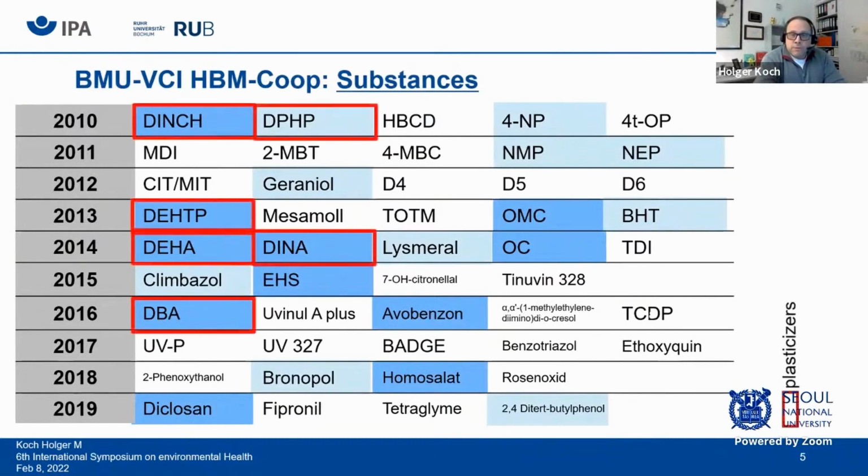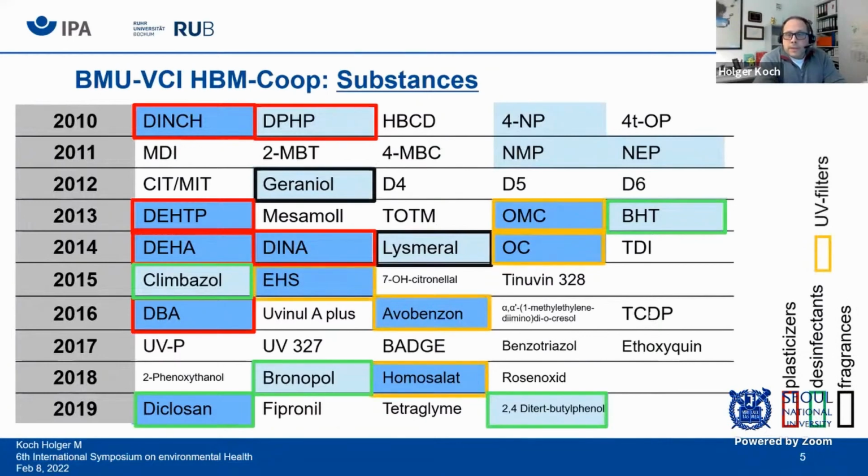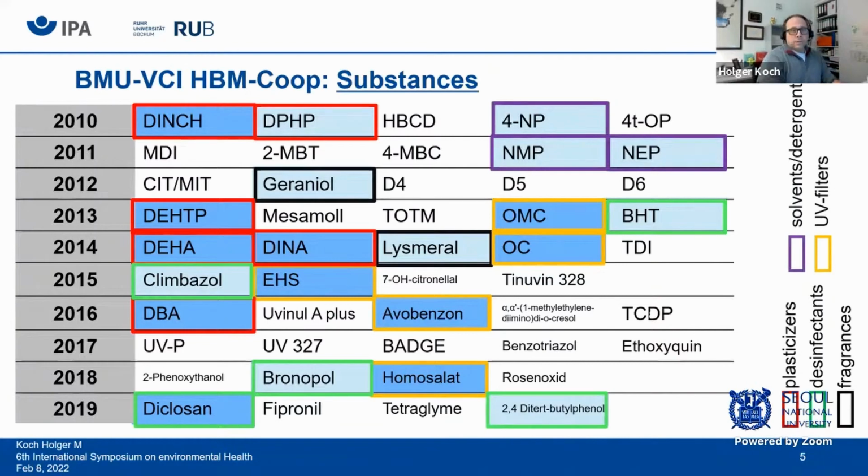Just as a quick run through, the boxes in red point out plasticizer substances. Boxes in green, disinfectants. In black, these are fragrance materials. In orange, you can see UV filters. And in violet, you can see solvents and detergents.